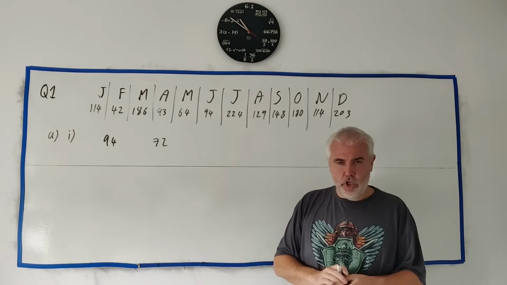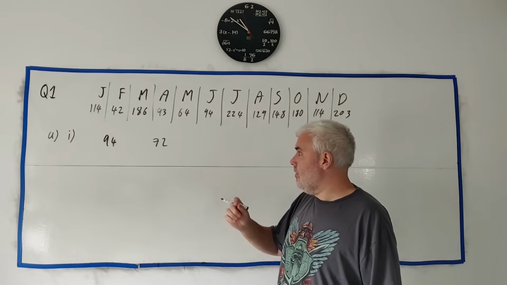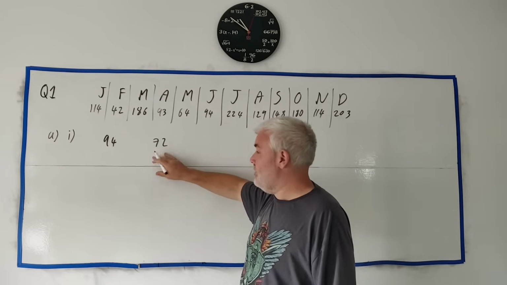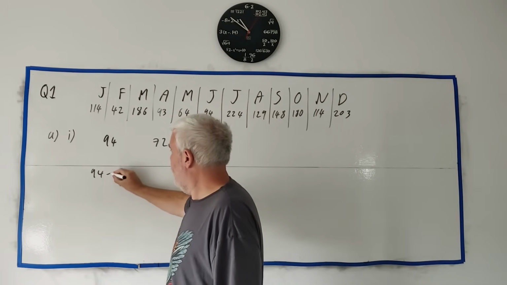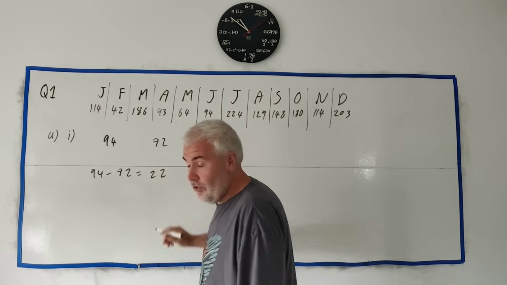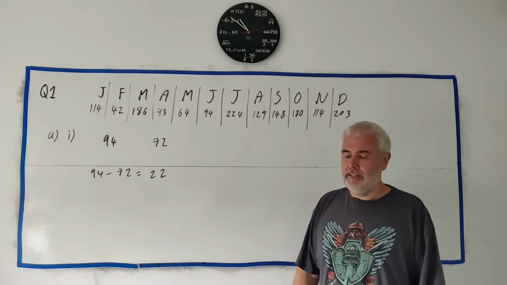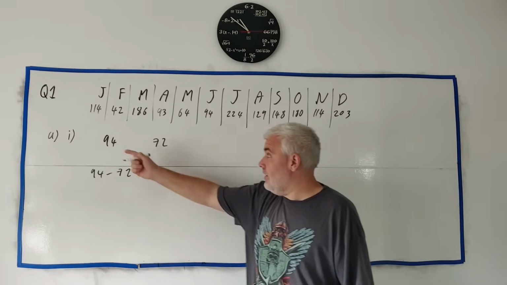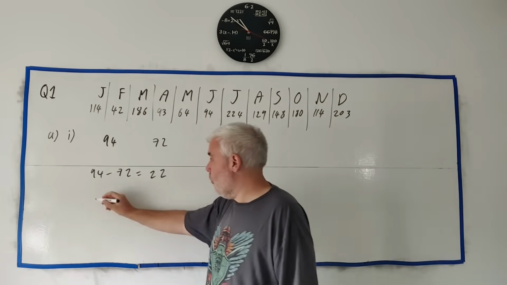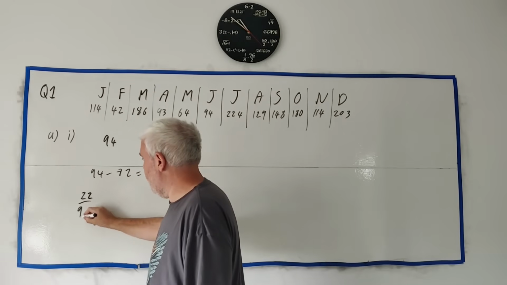Okay, there's a couple of ways to do this. I'll do it both ways here. First way is to get the decrease. 94, how much does it go down to 72? So 94 minus 72, that's equal to 22. That's how much it decreased. What percentage did it decrease? So we started at 94, we went down 22. So we want to find 22 as a percentage of 94.